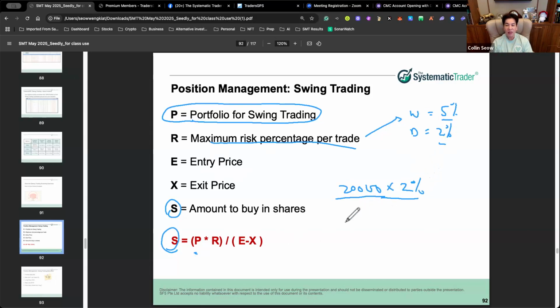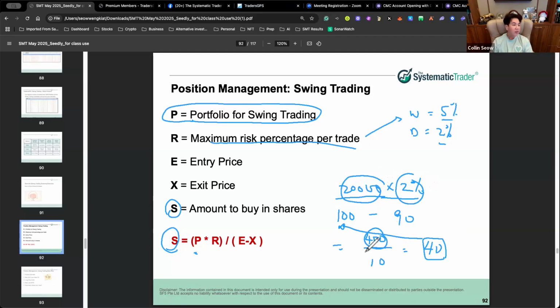Divided by the entry price. Let's say I enter at $100, with a stop loss price of $90. From here I can calculate the number of shares to buy. So 40 shares, bought at $100. If I buy 40 shares at $100 and I'm wrong, then I'll lose 2% of my capital, which is $400. Okay, any question on this part?